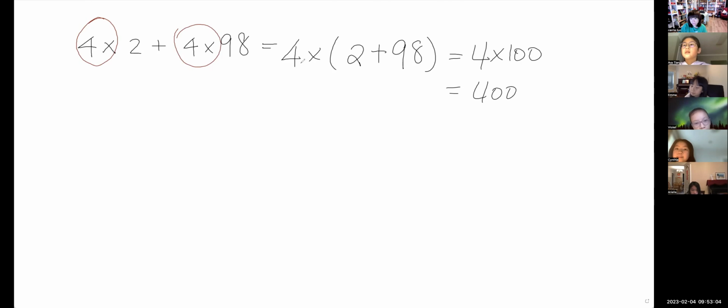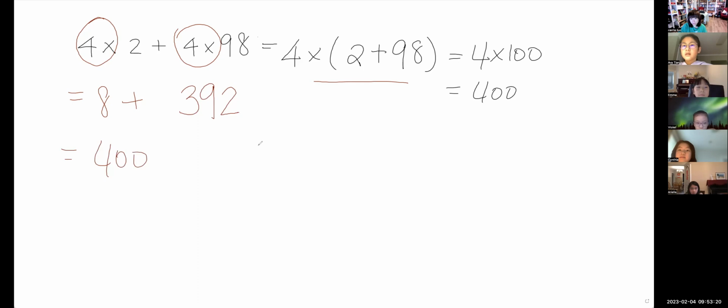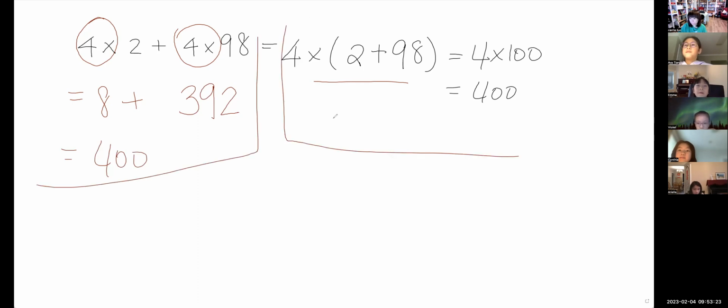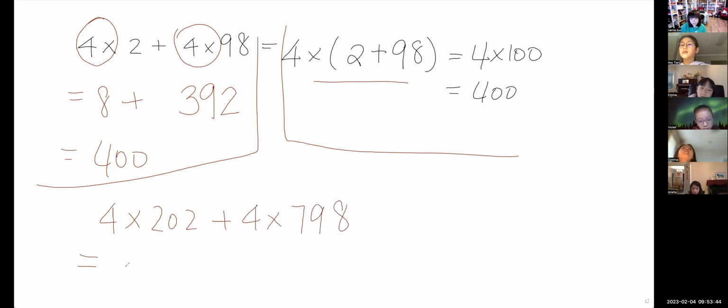So why is this easier? Do you like doing this, or do you want to do 4 times 2 equals 8, and 4 times 98 equals 392, then 400? Which one do you think is better, the left one or the right one? Of course, the right one, because for 4 times 98 there is still the possibility that you're going to make mistakes, correct, Cynthia? Not to mention if we have 4 times 202 plus 4 times 798. When the numbers get bigger, it's better to do it this way.